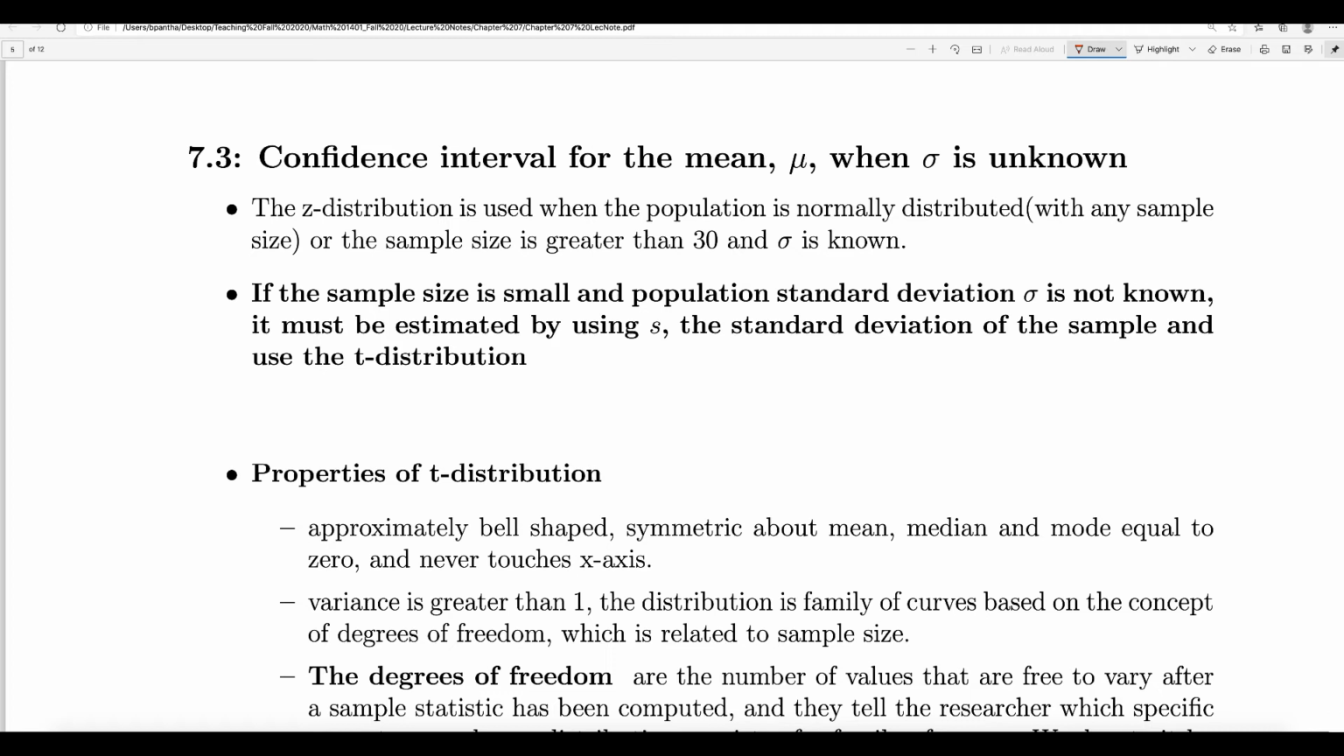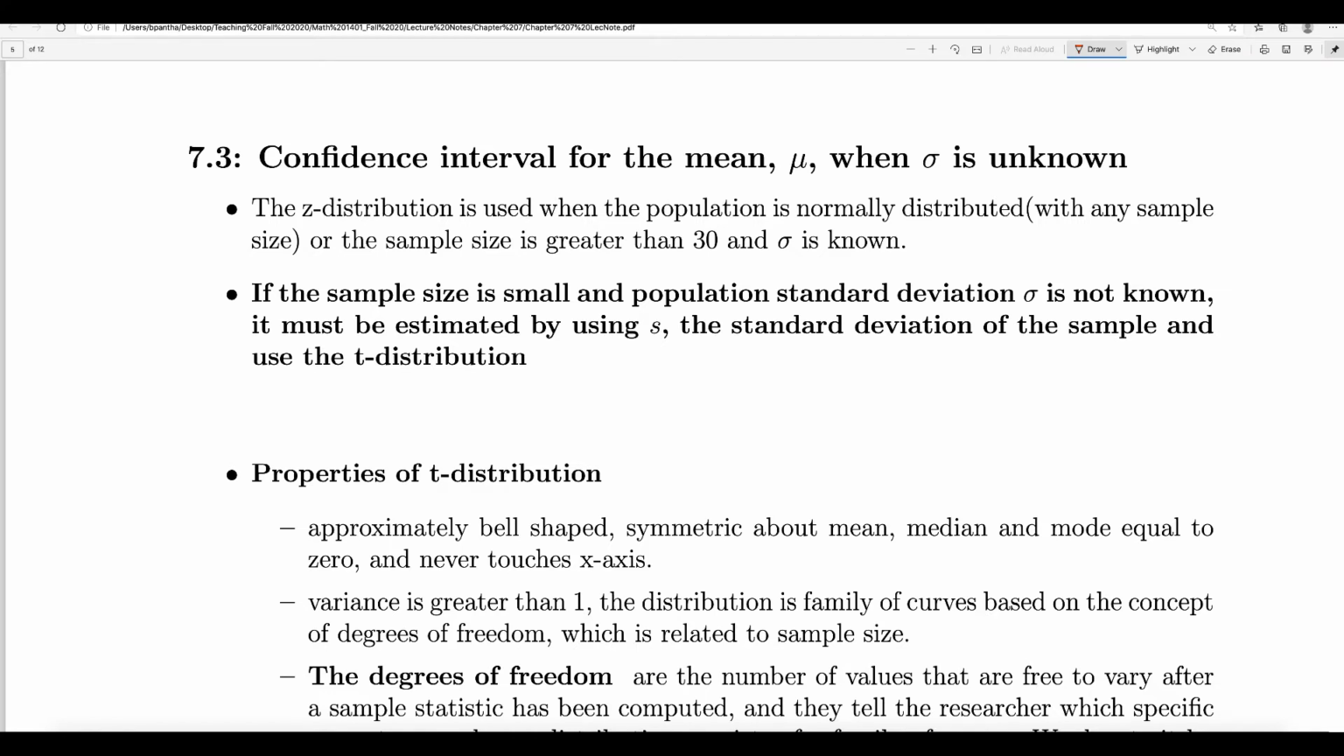In the last video, we discussed how to find the confidence interval for the population mean when the population standard deviation sigma is given. But sometimes the population standard deviation sigma will not be given to you, and also the sample size is small. In that case, we need to estimate the confidence interval for the population mean using the sample standard deviation, and we use a slightly different distribution.